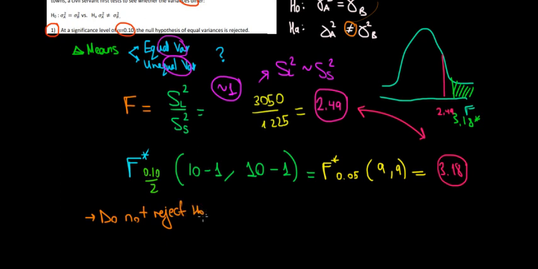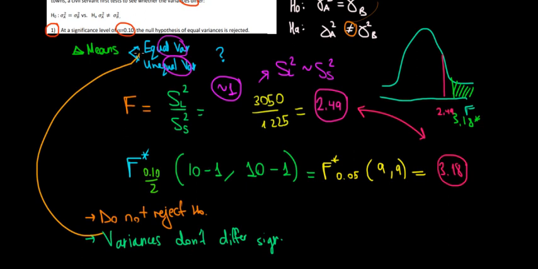So what does that mean? We don't have enough evidence to claim that the variances differ. So we assume that the variances don't differ significantly. If they don't differ significantly, then we assume them to be the same. We assume them to be equal, which is what we're going to use for our next test to test the differences between means. Hope this makes sense, and we are done.